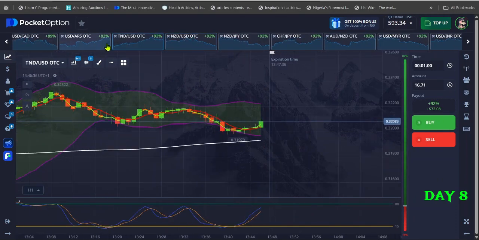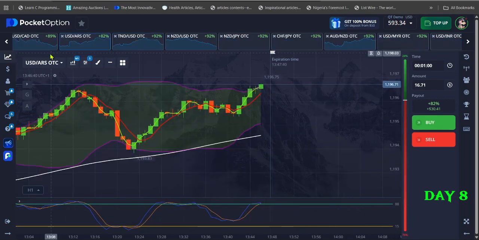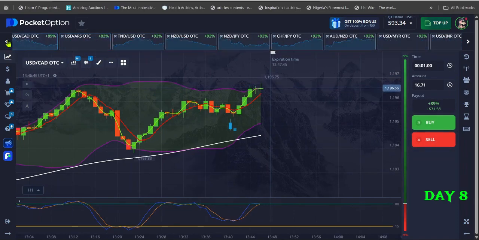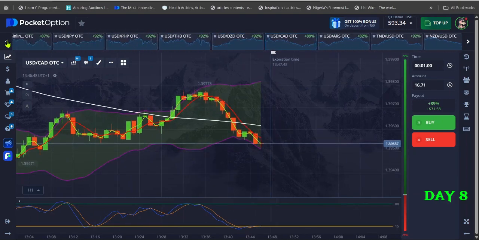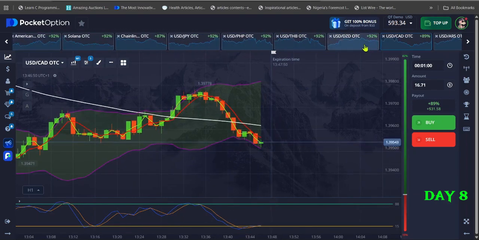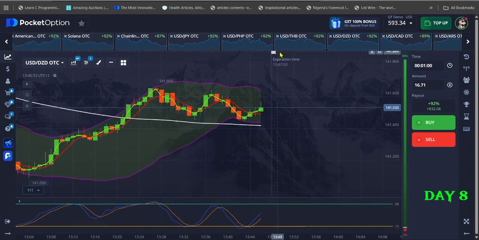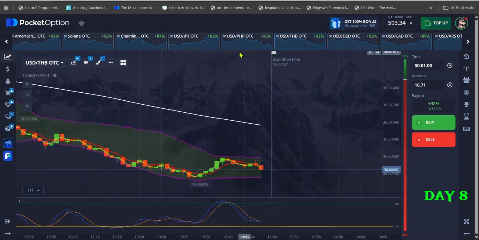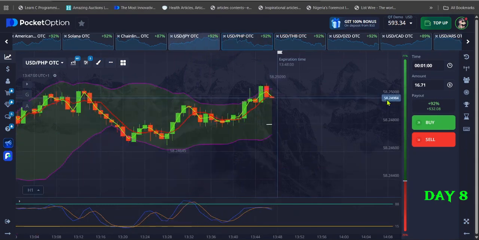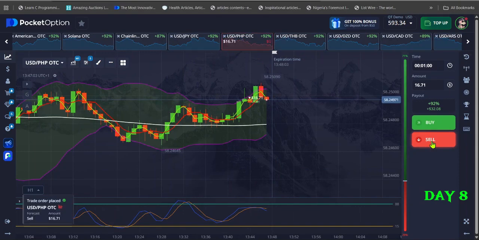Let's look. All right, this looks good, but I'm not that convinced by the price movement. We want price to be showing strong movement to the upside or downside. So let's look. All right, so let's take a sell here.